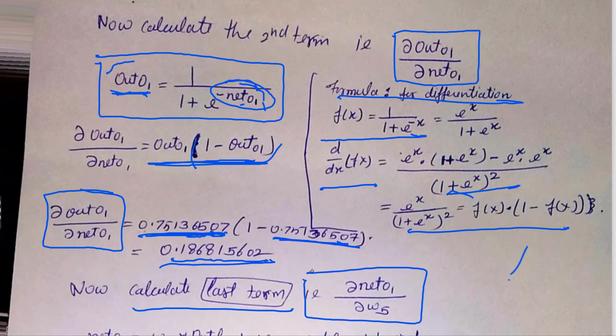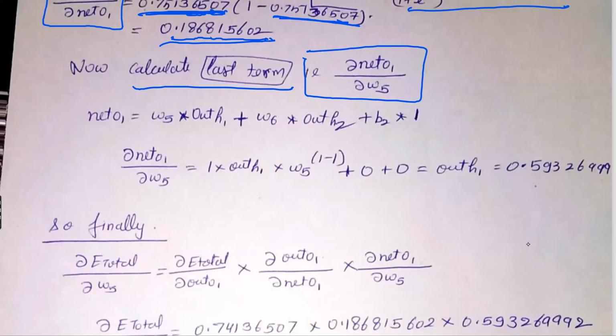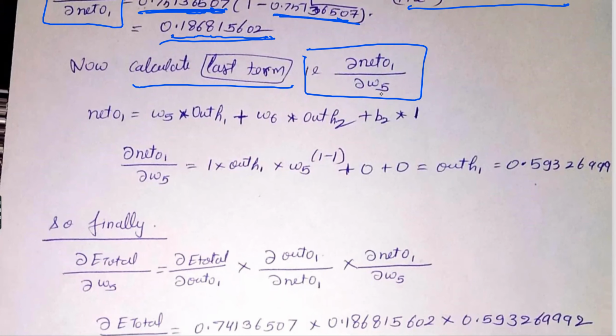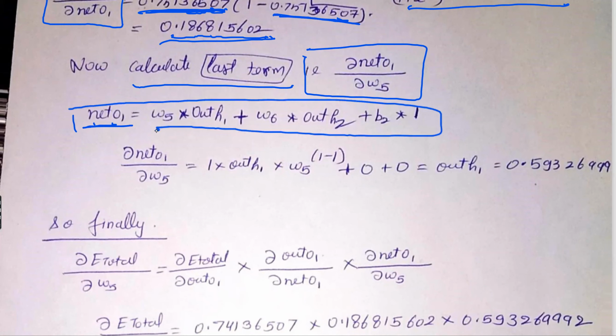In a similar way, we will calculate the differentiation of the last term. Last term is partial differentiation of net O1 with respect to W5. To calculate this, we know how we calculated net O1: net O1 is calculated with the help of this formula, as we calculated earlier. So we differentiate this with respect to W5, and we get the value 0.59326999. So finally we got all the values.